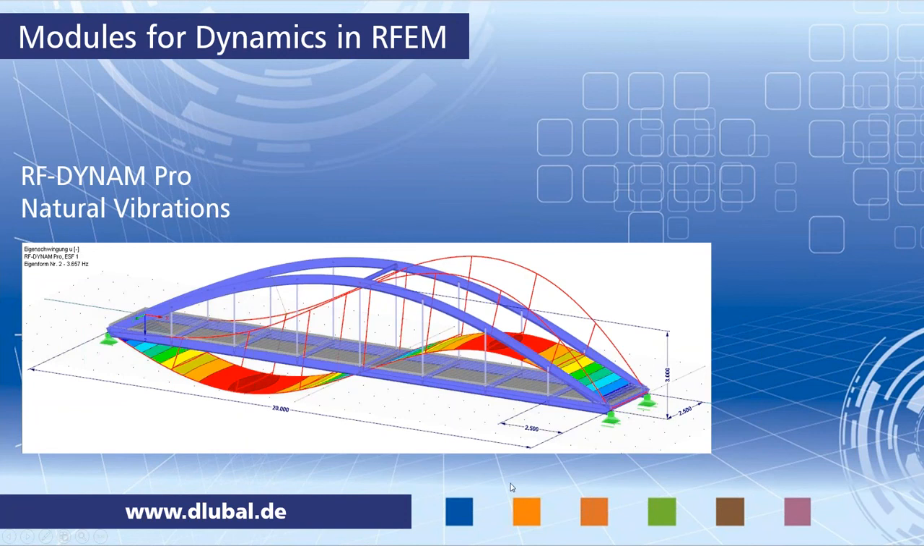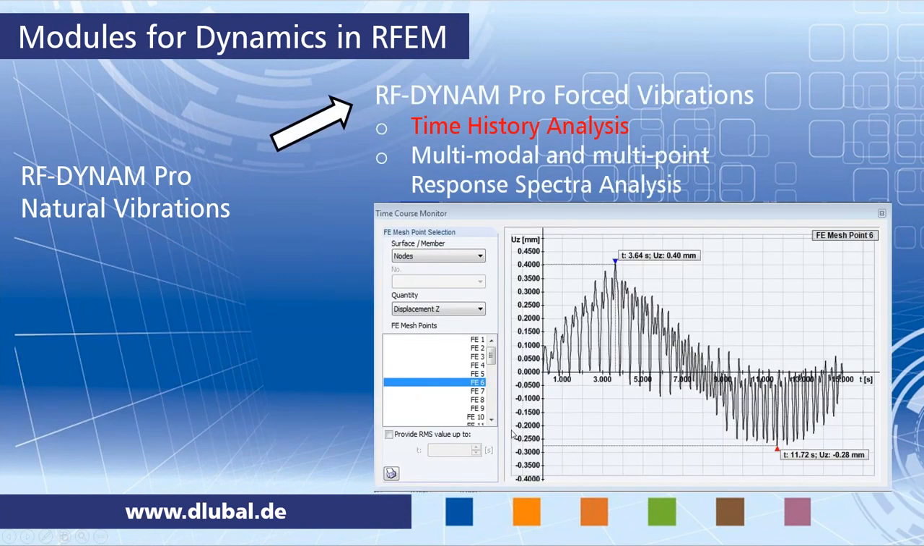Then we have the module RF-DYNAM Pro forced vibrations, which is based on the natural vibrations. So you obviously need the natural vibrations as a basis. This module, forced vibrations, contains both the time history analysis, that's what we want to look at today, and the multimodal and multi-point response spectra analysis. So today we consider only the time history analysis, and I'm also concentrating here on the introduction only on this one. So the response spectra analysis is to perform an earthquake analysis.